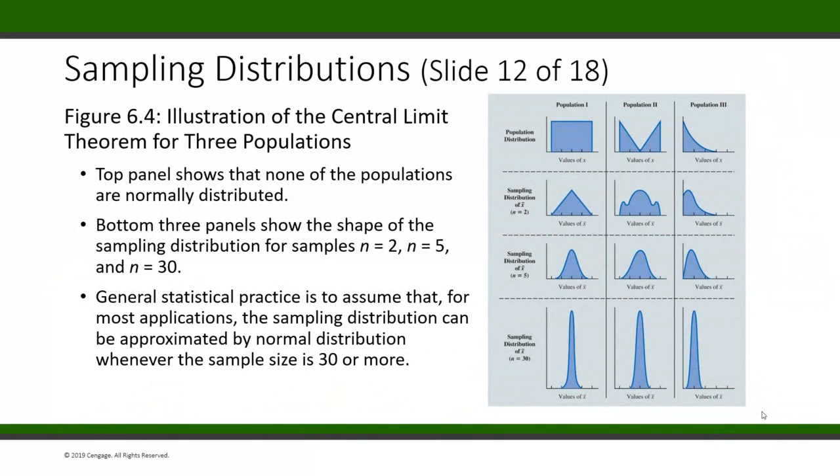So here they are showing us that population 1 looks like this, population 2 looks like this, population 3 is like this. If we take a sample of n equal to 2, so only 2 values, the sampling distribution of x bar gets this kind of shape. Here we get this kind of shape. Here it's like this. Look at these shapes of the population. It's very weird kind of shape.